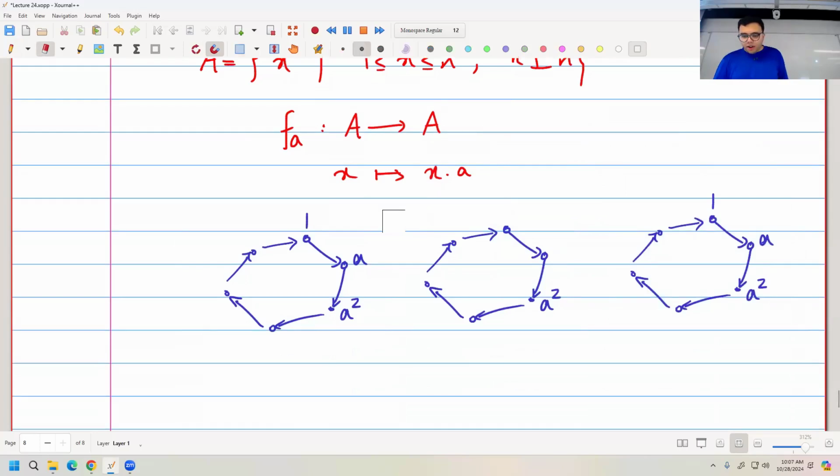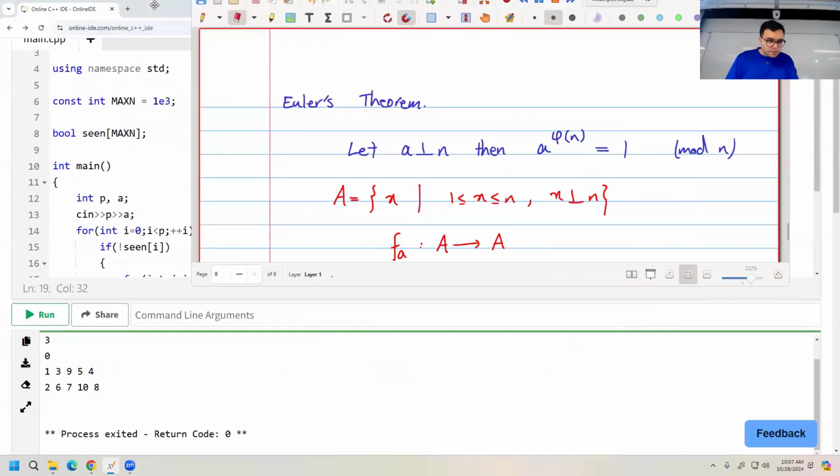And now I'm claiming that all of these cycles are the same size. Okay. Now, why are all of these cycles the same size?